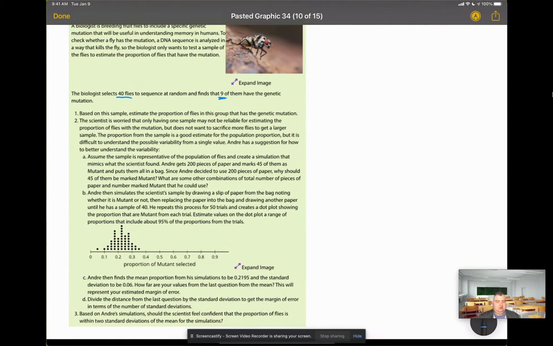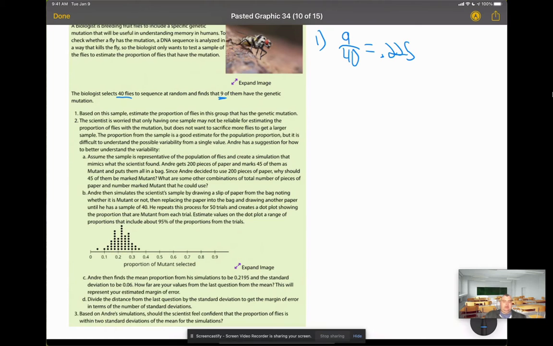So there's 40 flies in this group, 9 of them have the mutation. To estimate the proportion, we're simply going to do 9 divided by 40. I'm just going to divide that using the calculator on my phone. And I'm getting 0.225. Okay, so 22.5%.